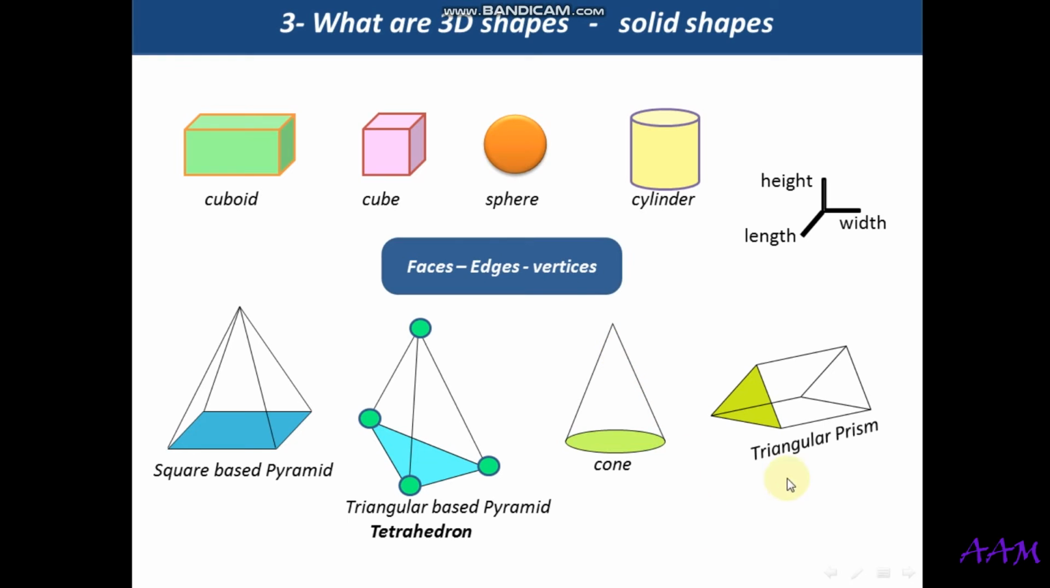How many vertices does a triangular prism have? This one, 1, 2, 3, 4, 5, 6. 6 vertices. So our argument will be built up like this. We start with faces, edges, and vertices so that we distinguish between the solid shapes. Can we have an example for that? This is called a vertex. This is one vertex, and these are called 4 vertices.